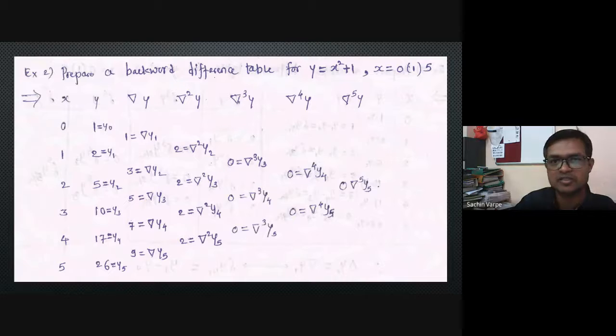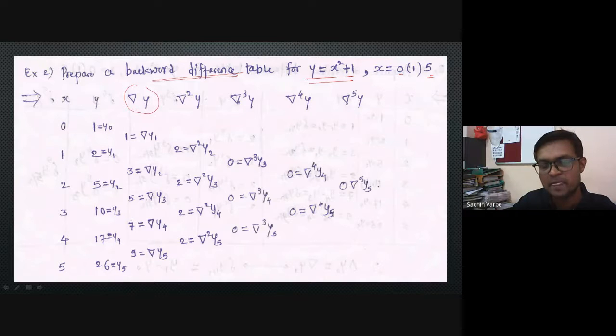Now here for the same example, y equal to x square plus 1 with x varies from 0 to 5. They have asked to prepare a backward difference table. So you can see here, this is a backward. Del y क्या होता है? Del y naught will be y naught minus y1. लेकिन let me write here. Del y naught क्या होता है?